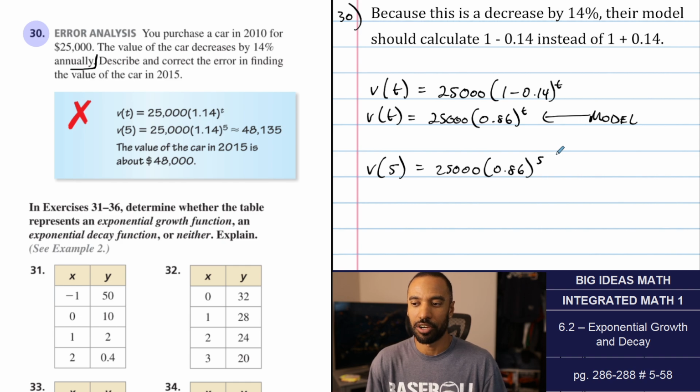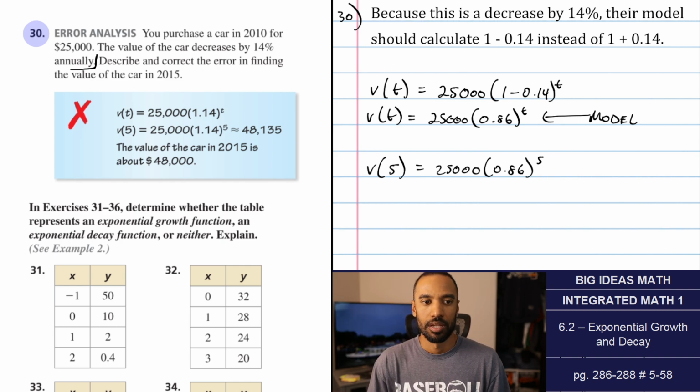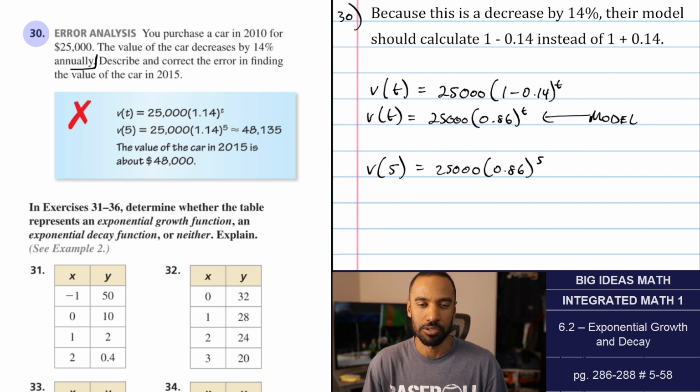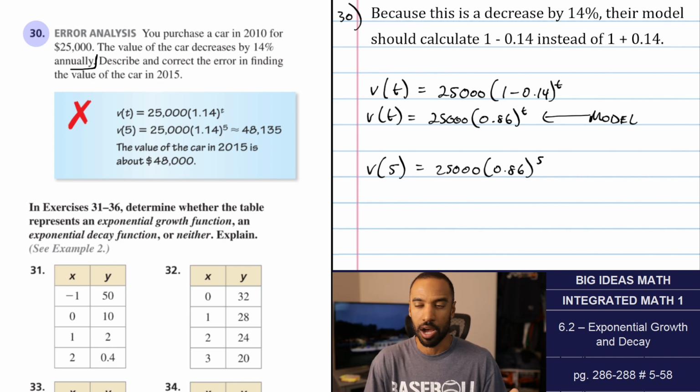So, yes, 5 years later is what we're doing, and they go from there. So, yeah, I fully expected them to do that. So, let's see. Here's what I'm going to get. 25,000 times 0.86 to the fifth power. Now, you can see that their number, they said about $48,000. That means they rounded to probably the nearest dollar.